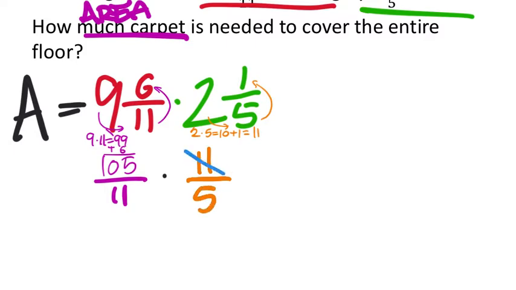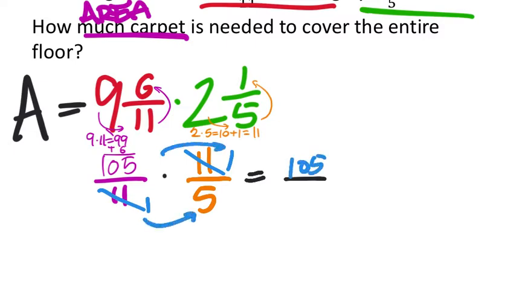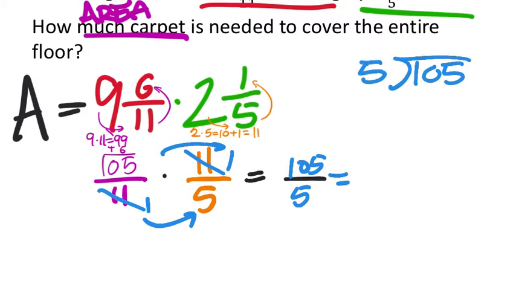I can see that the 11s are both divisible by 11, so I can use some cross simplification on this one. I know 105 is divisible by 5, but I'll go ahead and show this out first. So our new fraction, my multiplication: 105 times 1 is 105 in the numerator. In the denominator, 1 times 5 is 5. So really, all I've got to do now is take 105 and divide it by 5. And this should be my area right here, okay?